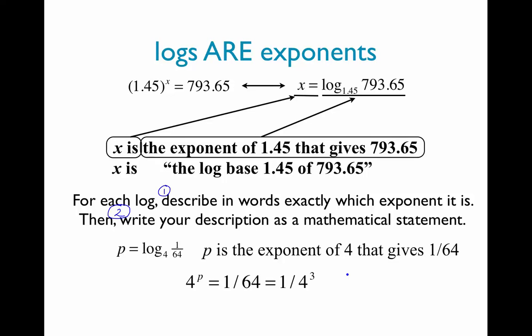So now if we want to try to do this in our head, it helps to rewrite 1/64 as 1 over 4 cubed. And so then we can maybe see what p is. What is p? -3, right? Rules of exponents, right? If an exponent is negative, that means there's a positive exponent in the denominator. So we've got this positive exponent in the denominator, which would be equivalent to -3 here. So the log base 4 of 1/64 is -3. Anybody have a question?